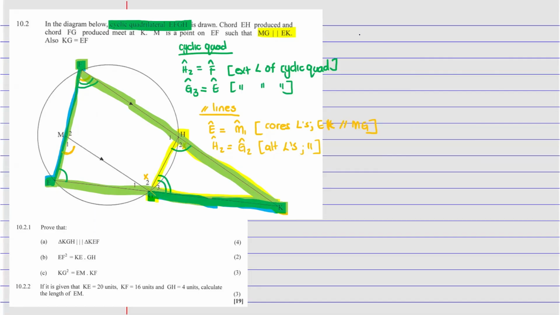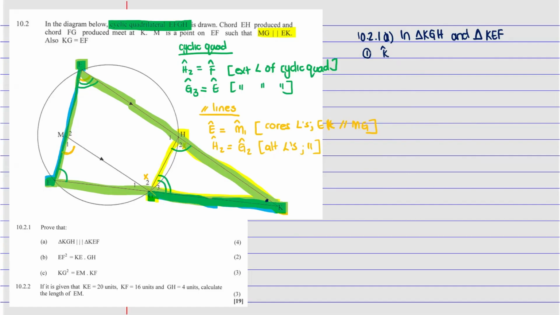So now we need to prove that. So now we're going to go to 10.2.1, right? So we're going to say A. Because those are the two triangles, you're going to just write it the way it is. So in triangle KGH, and the other triangle, which is KEF, we need to prove that the two are similar. The first thing that we see is that K is common throughout both of them, right? So the first statement is going to be angle K.